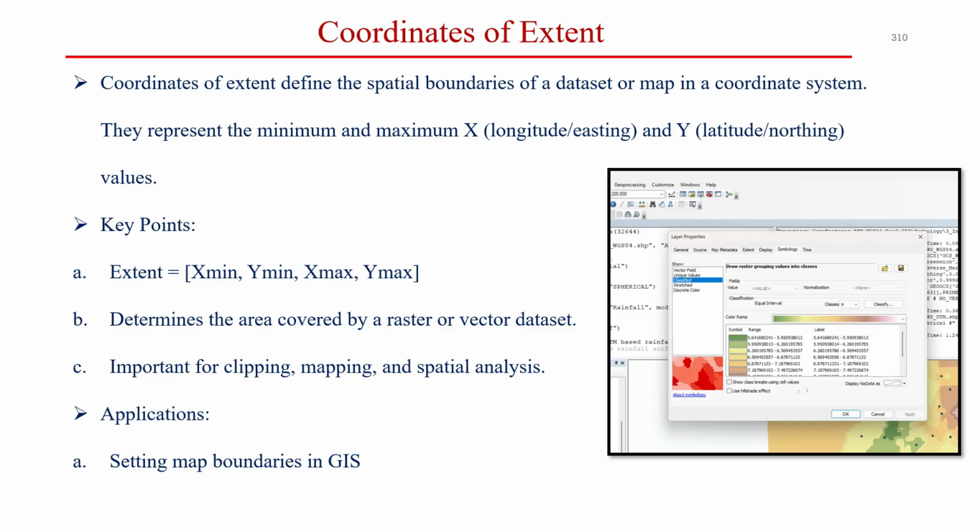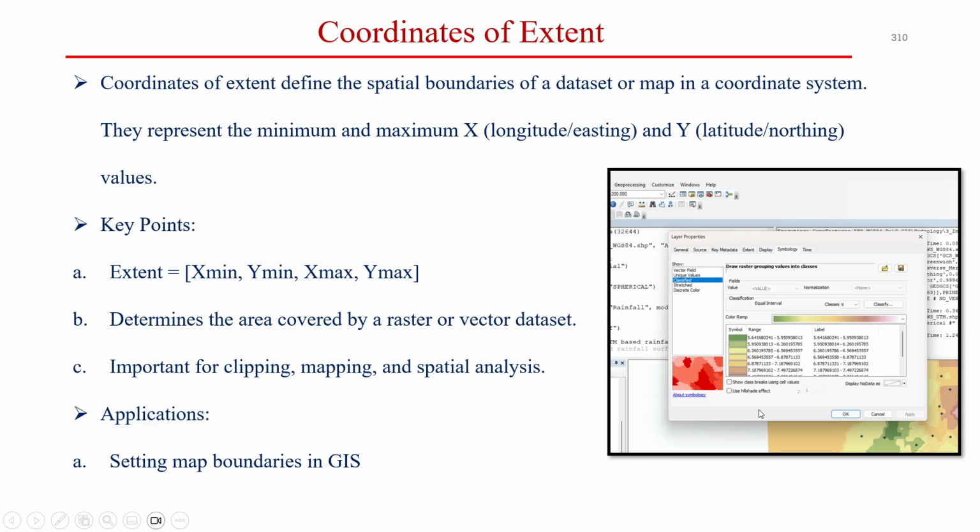Now moving on to the coordinates of extent. The coordinates of extent define the spatial boundaries of a data set or the map in the coordinate system. We can represent it with four values: x min, y min, x max, y max. My x would determine the longitude and my y would be the latitude. So suppose this point is x min, y min, and this point is x max, y max, I'll be able to find out the entire extent of it.